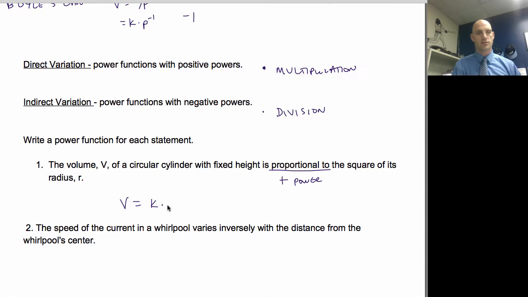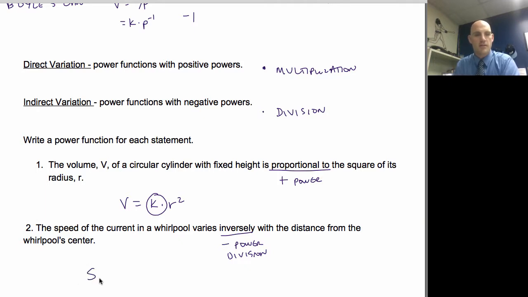So directly proportional to means k is some constant, and it's times radius squared because that's what the volume is directly proportional to. So if I see the words proportional to, that clues me in it's a power function. That tells me it's multiplication. Another way to say this would be: the speed of the current in a whirlpool varies inversely. Inversely tells me negative power or division.